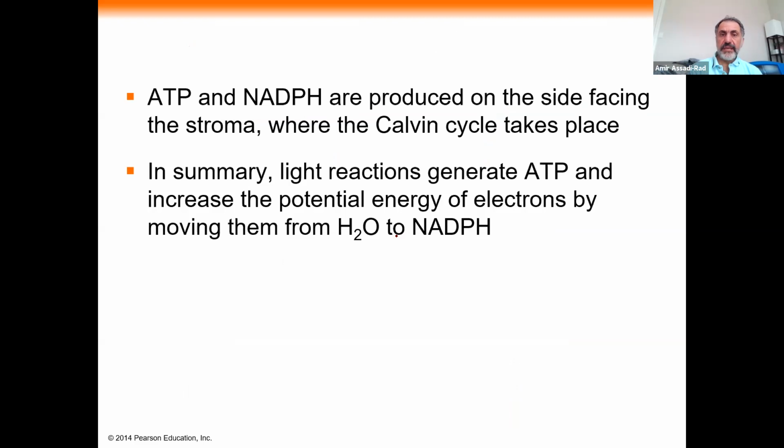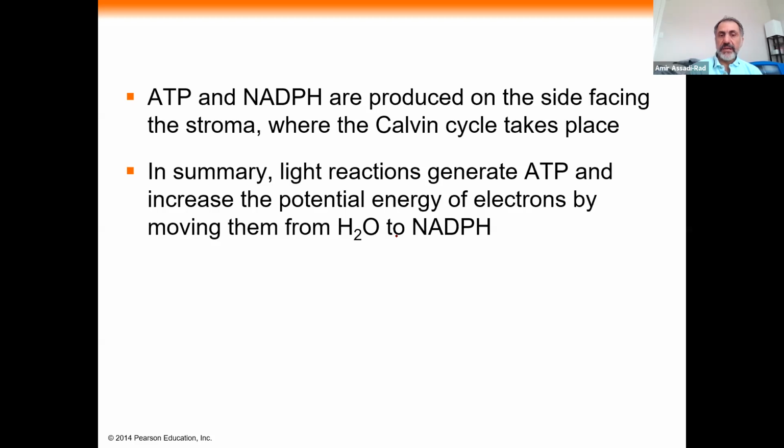ATP and NADPH are produced on the side facing the stroma, where the Calvin cycle takes place. That ATP and NADPH is made. Why does the chloroplast make them? Okay, they are needed in the Calvin cycle. Okay, are you guys ready? Shall we go ahead and talk about that?